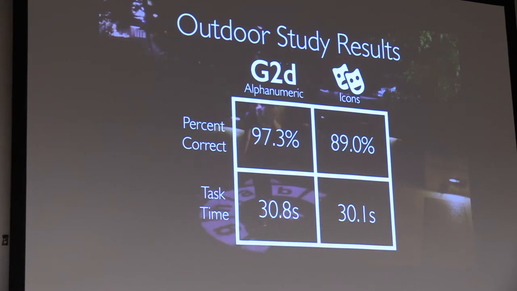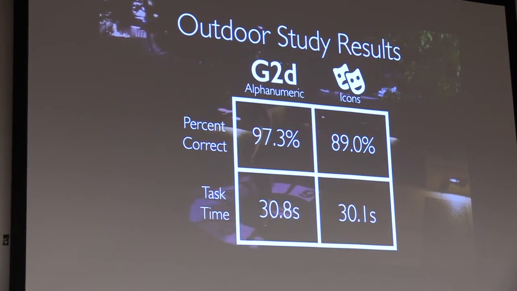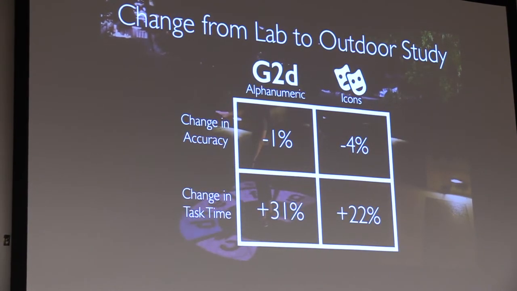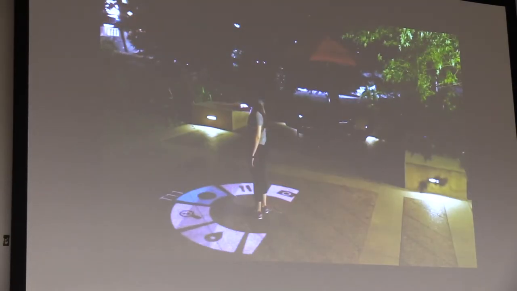And again, they were able to complete them. The correct rates go slightly down and the time goes up by about a third, mainly due to it moving around outside. People really liked it. They found it fun, but you know, it could be novelty effects here.